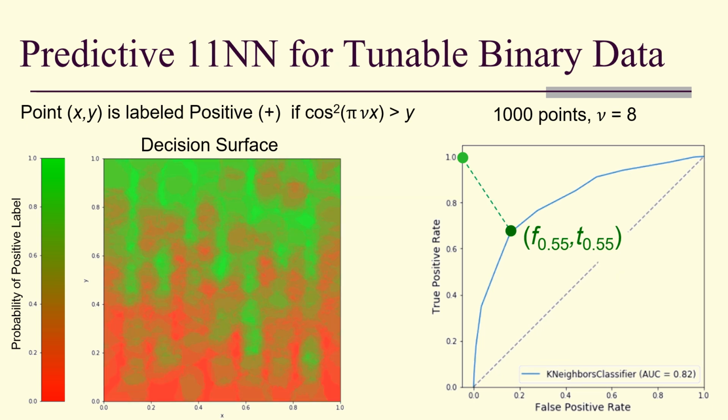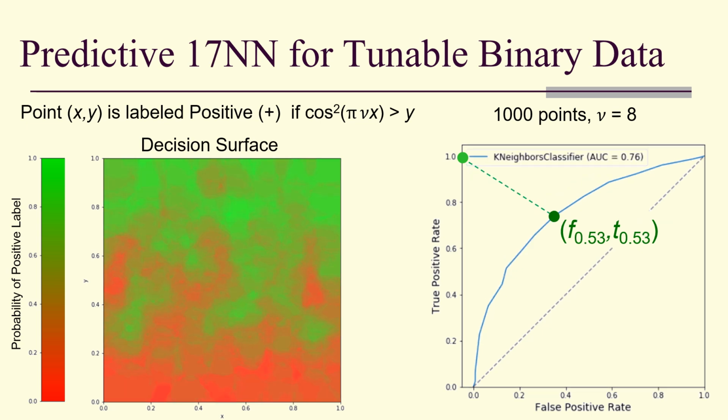What if we went to 11 neighbors instead of just 5? Then now we're down to 0.82 for the area under the curve, and our threshold is 0.55. Now we're going to go up to 17. Notice our decision surface is practically a blur, and our area under the curve has dropped to 0.76, and our threshold is 0.53 for the optimal threshold.